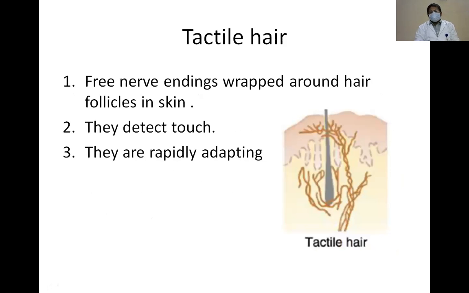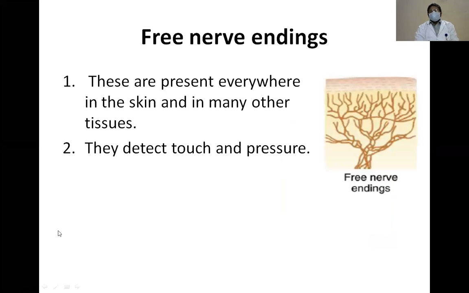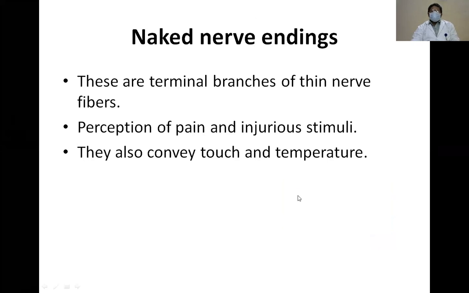Then the tactile hair receptors: these are free nerve endings wrapped around the hair follicle. They detect touch. They are also rapidly adapting. Then the free nerve endings are present everywhere in the skin and many other places. They detect touch and pressure. Then the naked nerve endings are the terminal branches of thin nerve fibers. They convey both touch and temperature, along with pain. Then the nociceptors, these are the pain receptors.